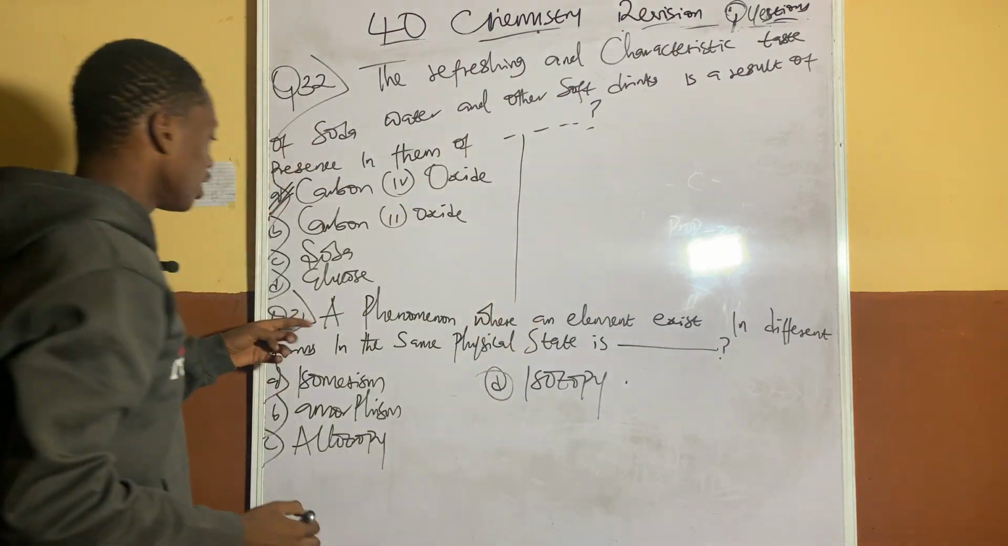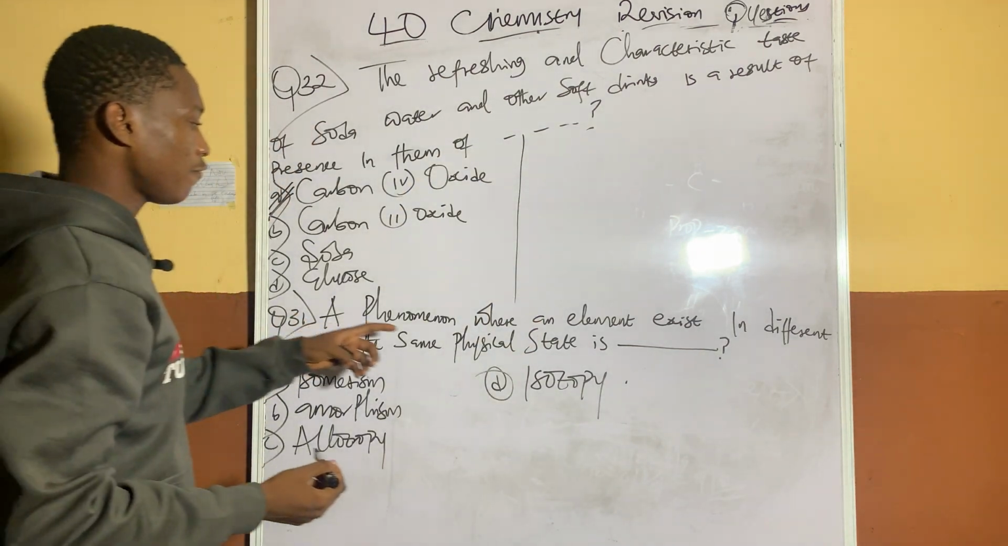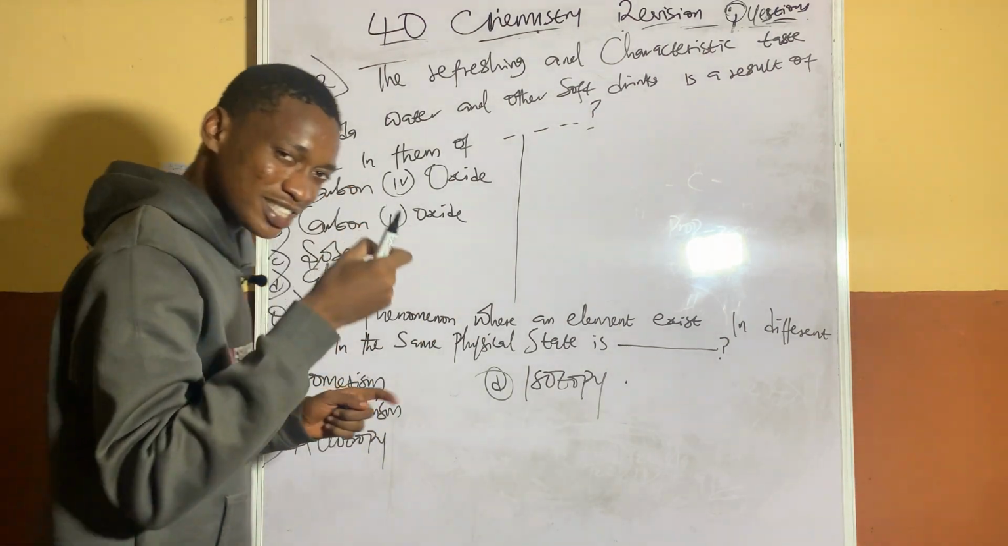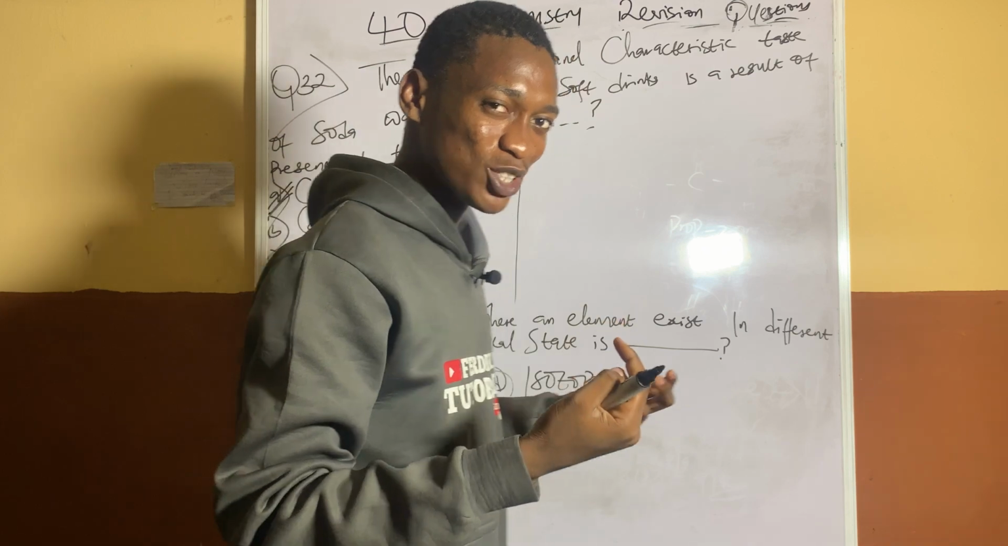Now if we come to question 31, it says a phenomenon where an element exists in different forms in the same state. This is an important question. Please don't forget this.